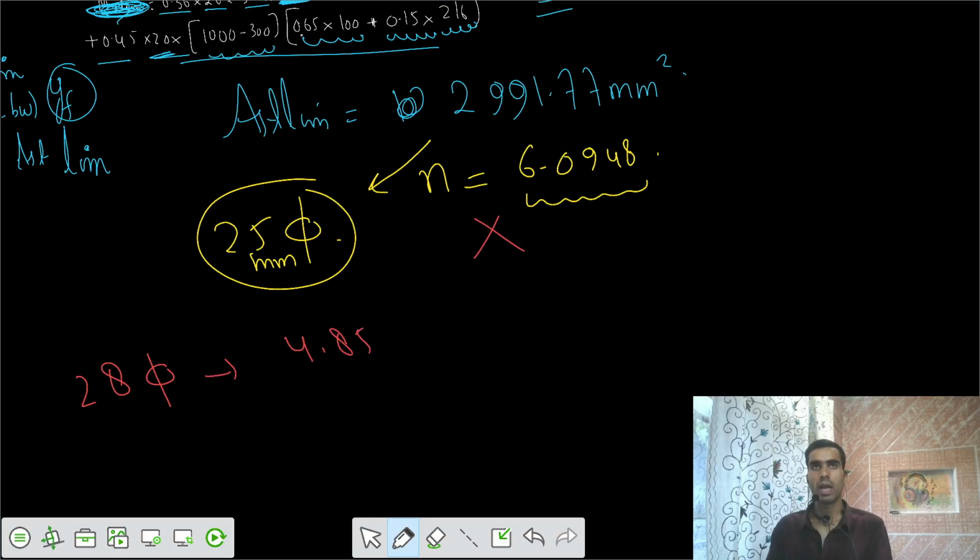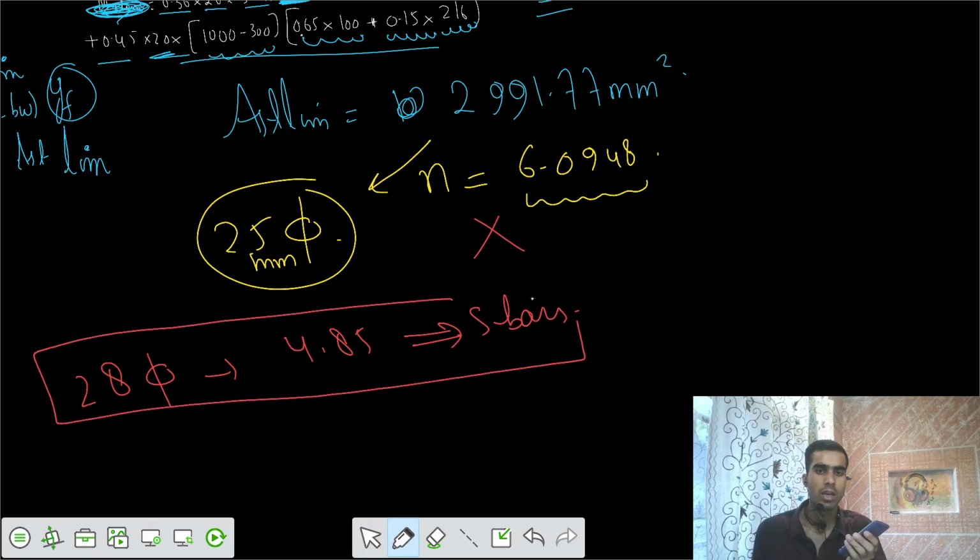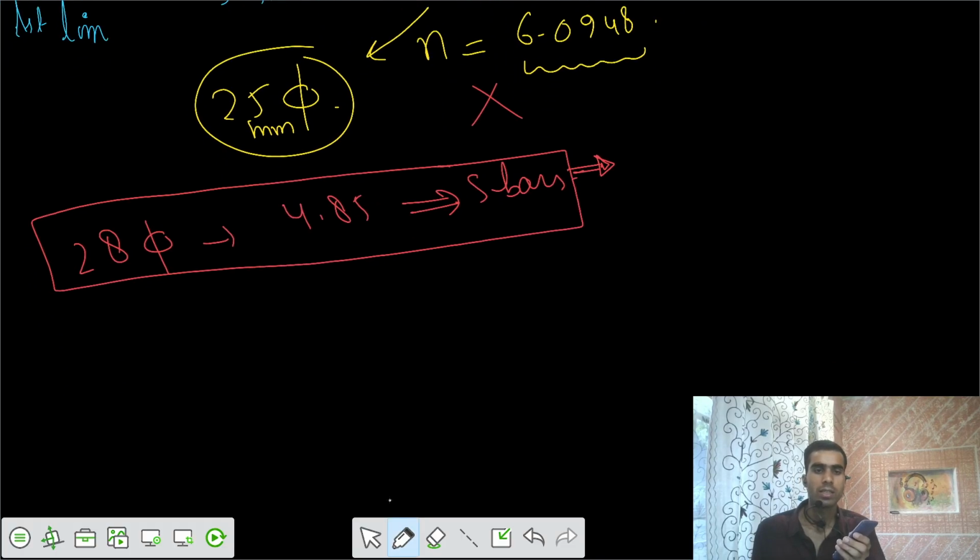But this is also an odd number of bars. If I provide 5 bars, that's odd. So we can provide 5 number of bars for this one. I think that's okay if I provide 5 number of bars. Or you can convert, you can have 6 number of bars.